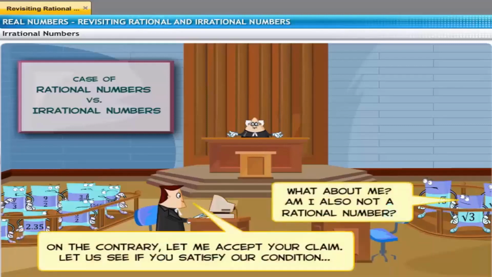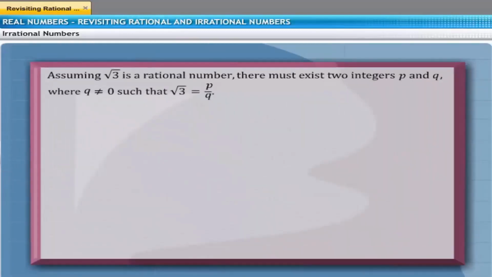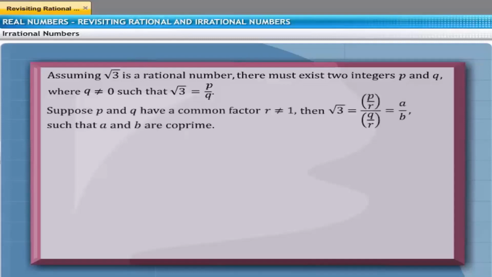Let us see if square root of 3 can satisfy the condition of being a rational number. If we assume square root of 3 is a rational number, then by definition, two integers must exist, p and q, where q is not equal to 0, such that the square root of 3 is equal to p upon q. As before, suppose p and q have a common factor r other than 1.